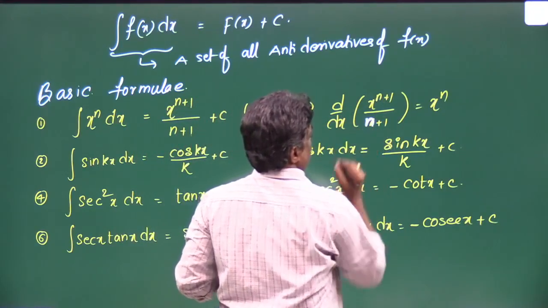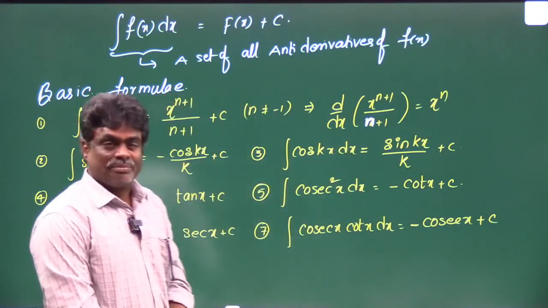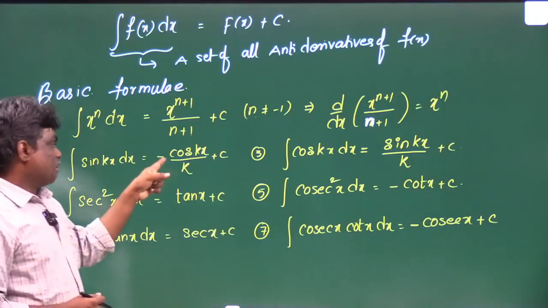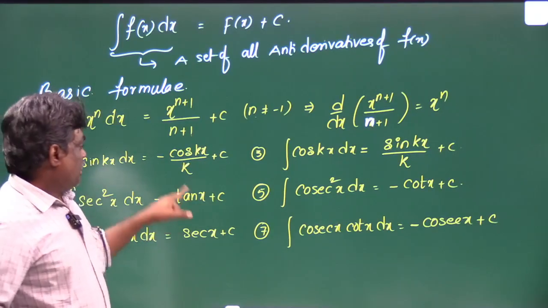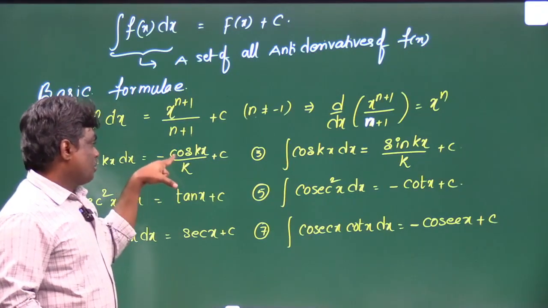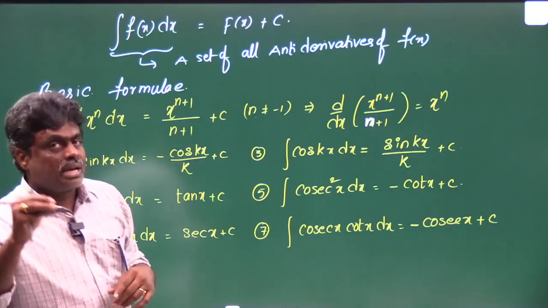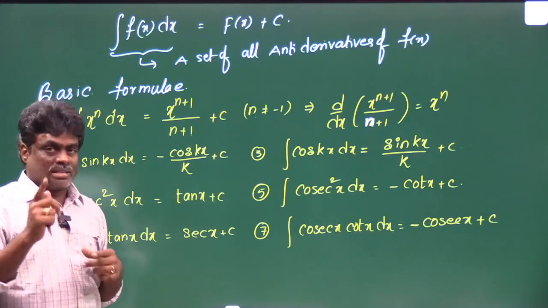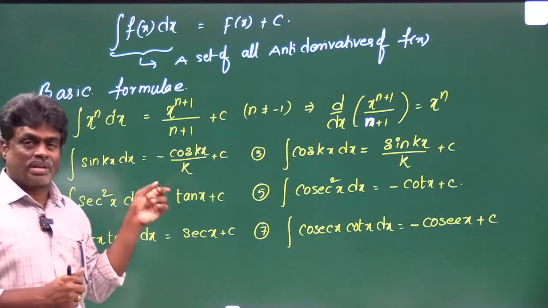This is n plus 1. x power n plus 1 by n plus 1 is nothing but x power n. Next, integral sin kx dx is minus cos kx by k. Actually, if you differentiate this again, cos kx differentiation is minus k sin kx. So that k gets cancelled and a minus of minus will become plus. That's again you will get back to sin kx.